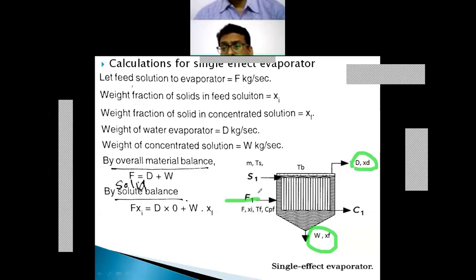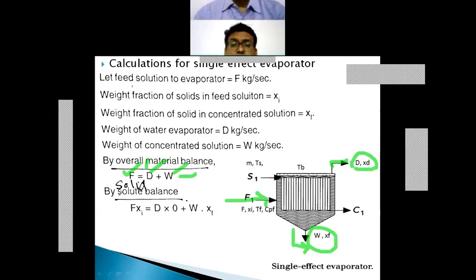So the feed is entering here, and the vapors generated go from the top and the concentrated liquor goes from the bottom. So F is equal to D plus W. D is the vapor generated and W is the weight of concentrated solution.